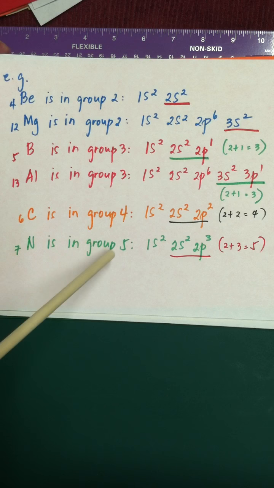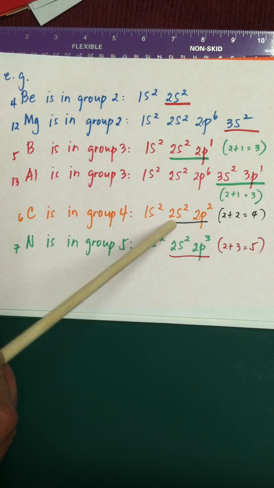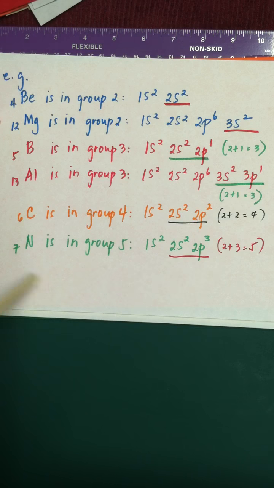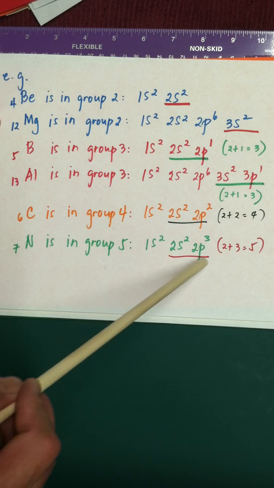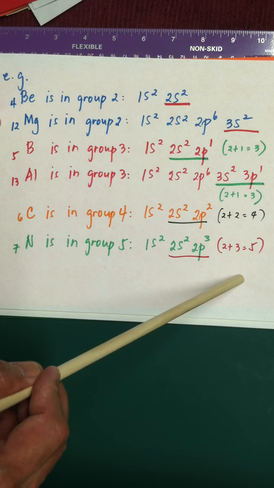Carbon is in group 4. Its electronic configuration ends with 2s2 2p2. So if you add 2 plus 2, that gives you 4. Nitrogen is in group 5. Its electronic configuration ends with 2s2 2p3. If you add 2 plus 3, that gives you 5.